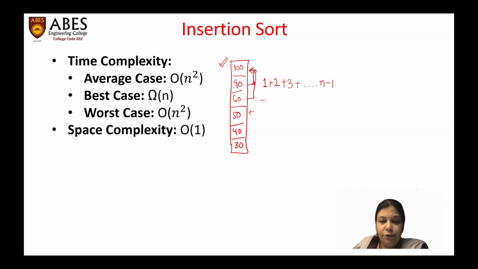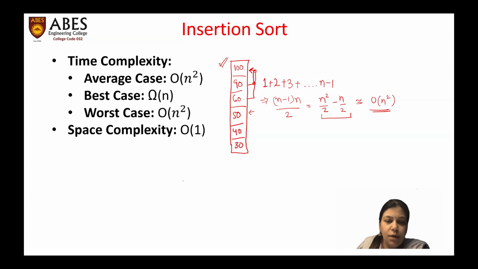So here we know that 1 plus 2 plus 3 up to n minus 1 can be represented as (n minus 1) into n by 2, which is equal to n squared by 2 minus n by 2. And we know that as this is a function of n with the highest order n squared, this can be represented as big O of n squared. So this is the worst case complexity of insertion sort.